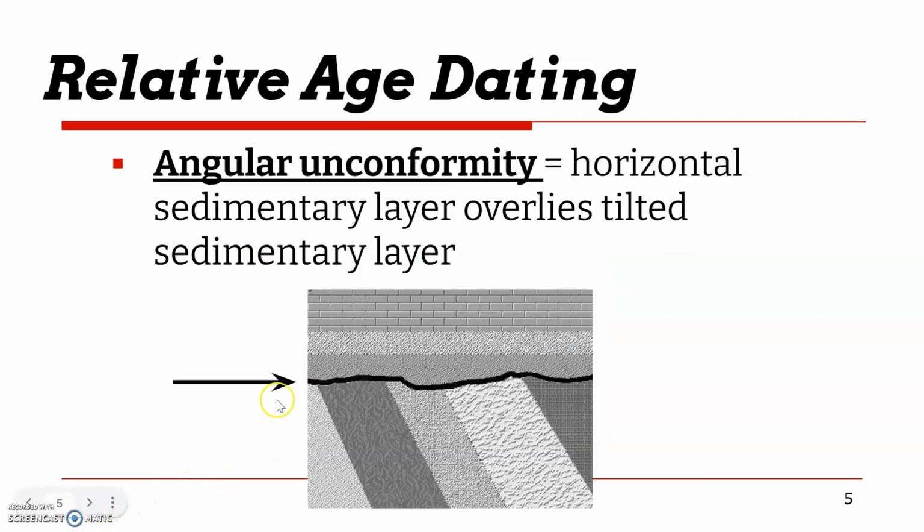Okay, let's do the third one. The third one I think is probably the easiest. It is called an angular unconformity. So where you have some of your layers flat and horizontal, and then underneath the erosional surface, so again, this one is this thick black line, the layers are angled or tilted. So angular unconformity, angled layers. Okay, so that's really what you're looking for.